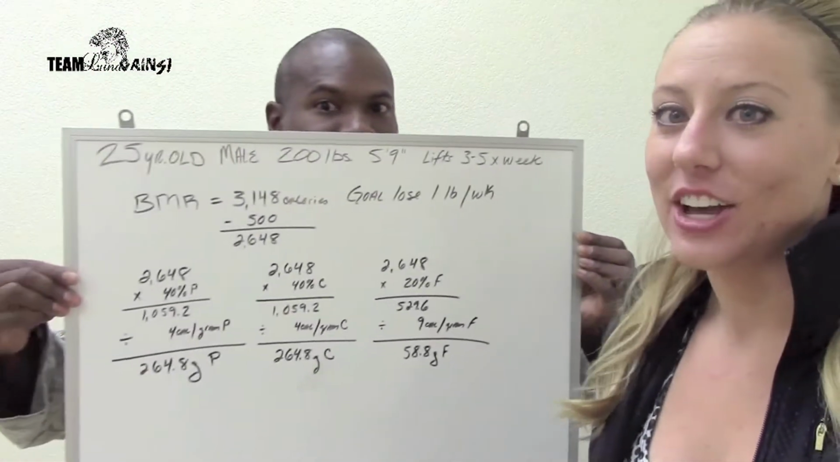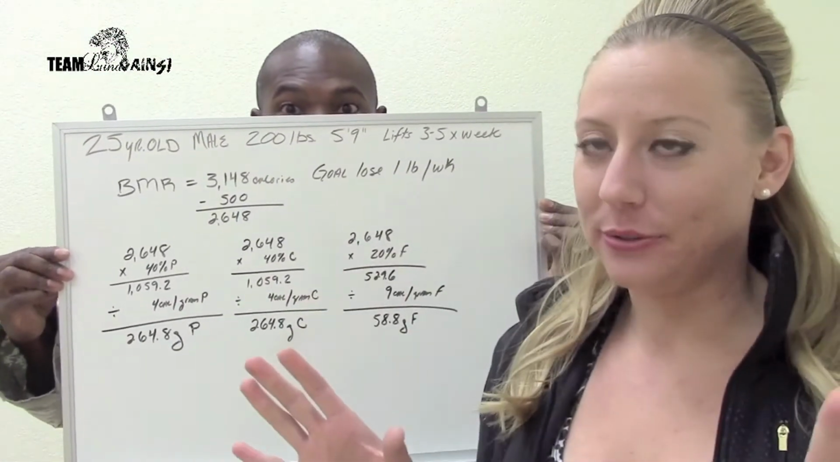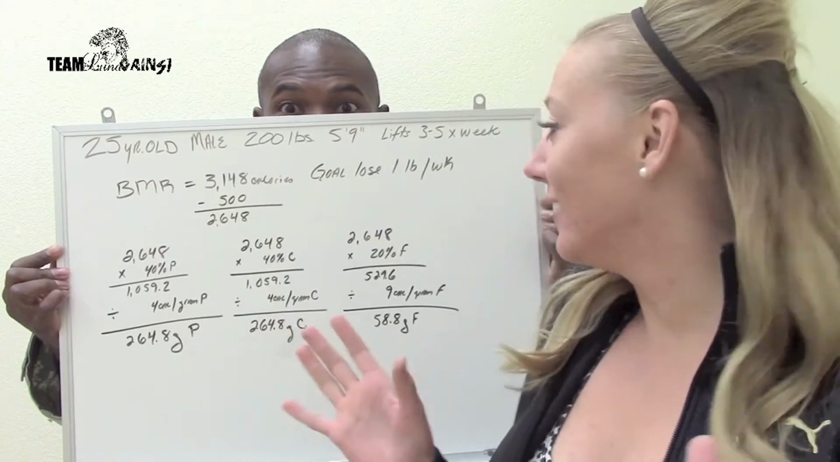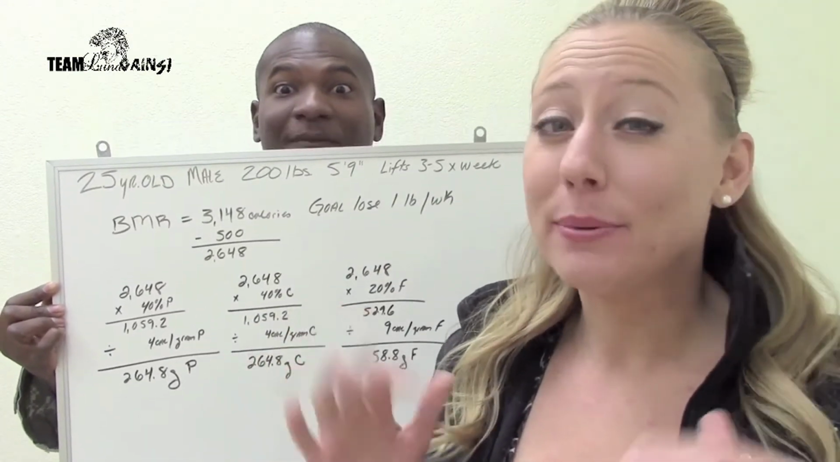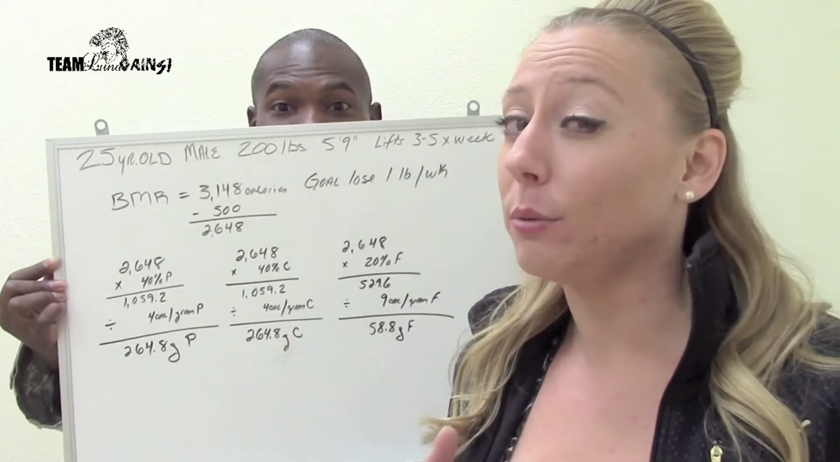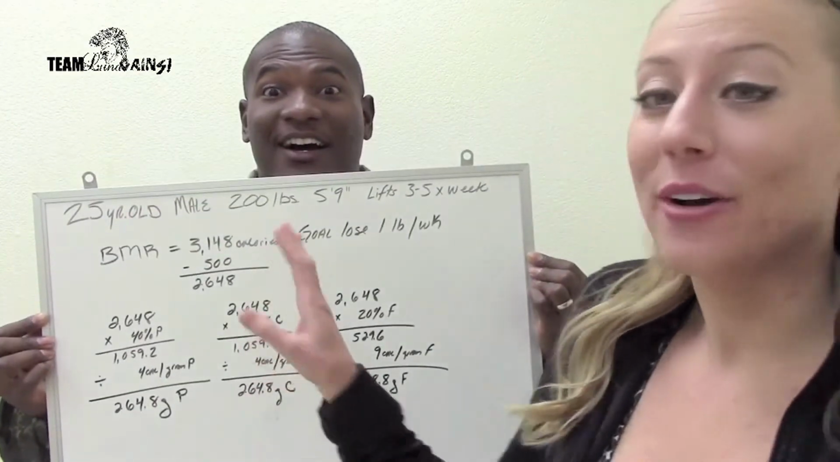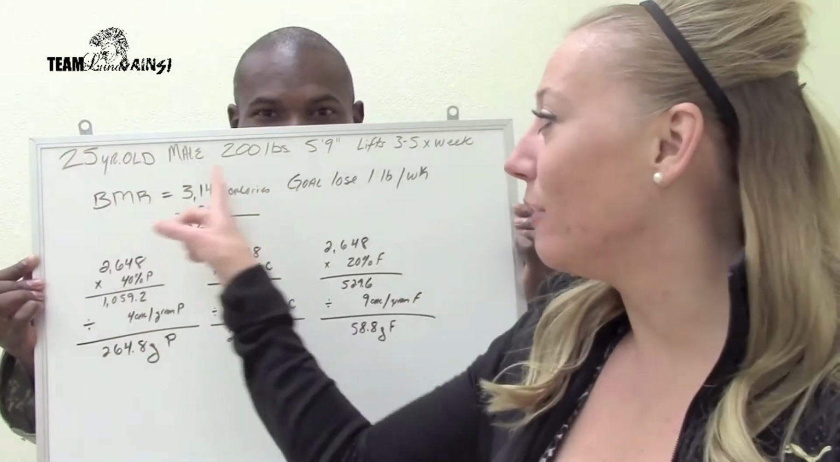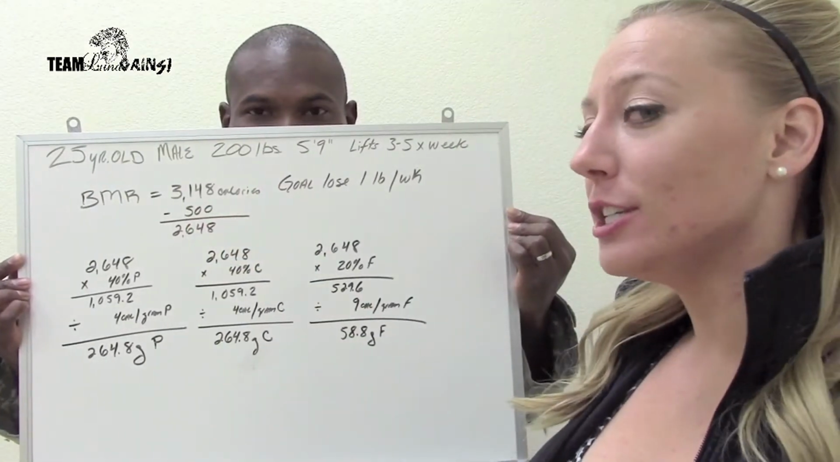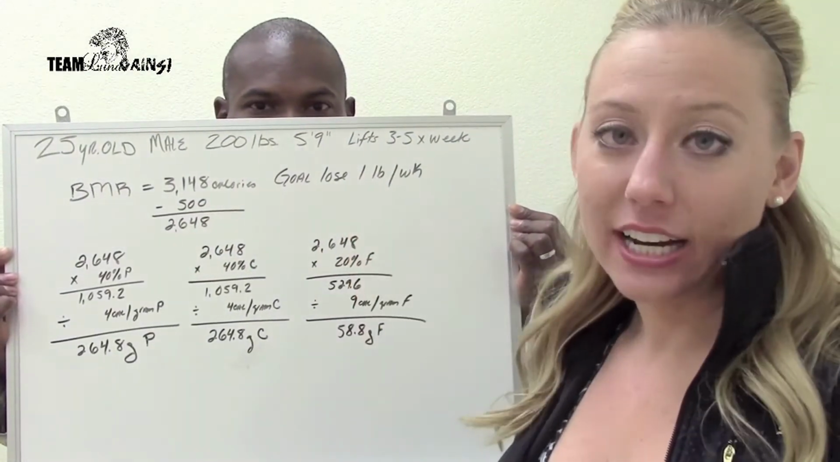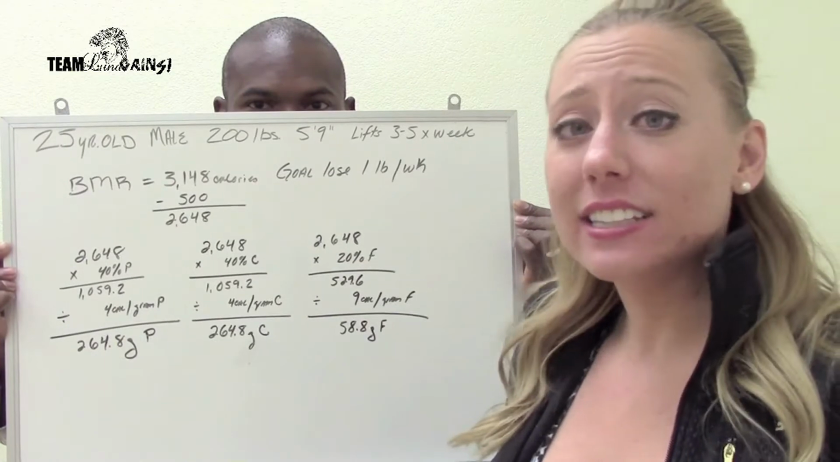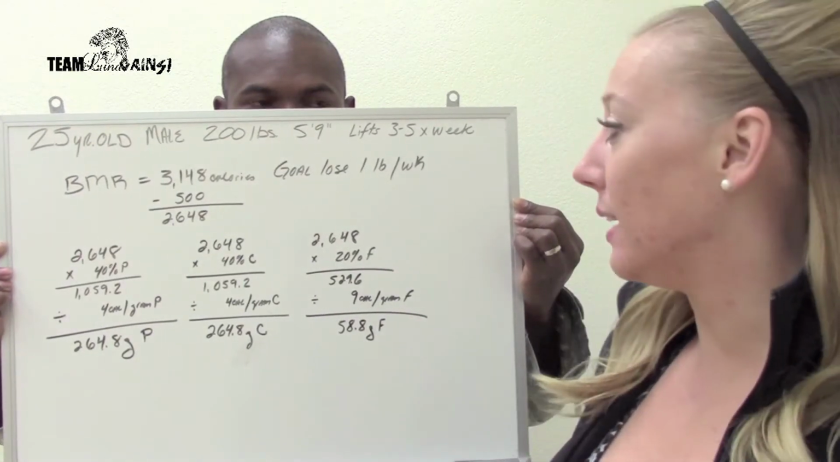Okay, whiteboard. Okay, so I hope this isn't too confusing, and if it is, like I said, I'm going to put links to calculators and things to help you guys find your own numbers below. Okay, so our sample client today is a 25-year-old male. He currently weighs 200 pounds, estimated height of 5'9", and he lifts about 3 to 5 times a week.